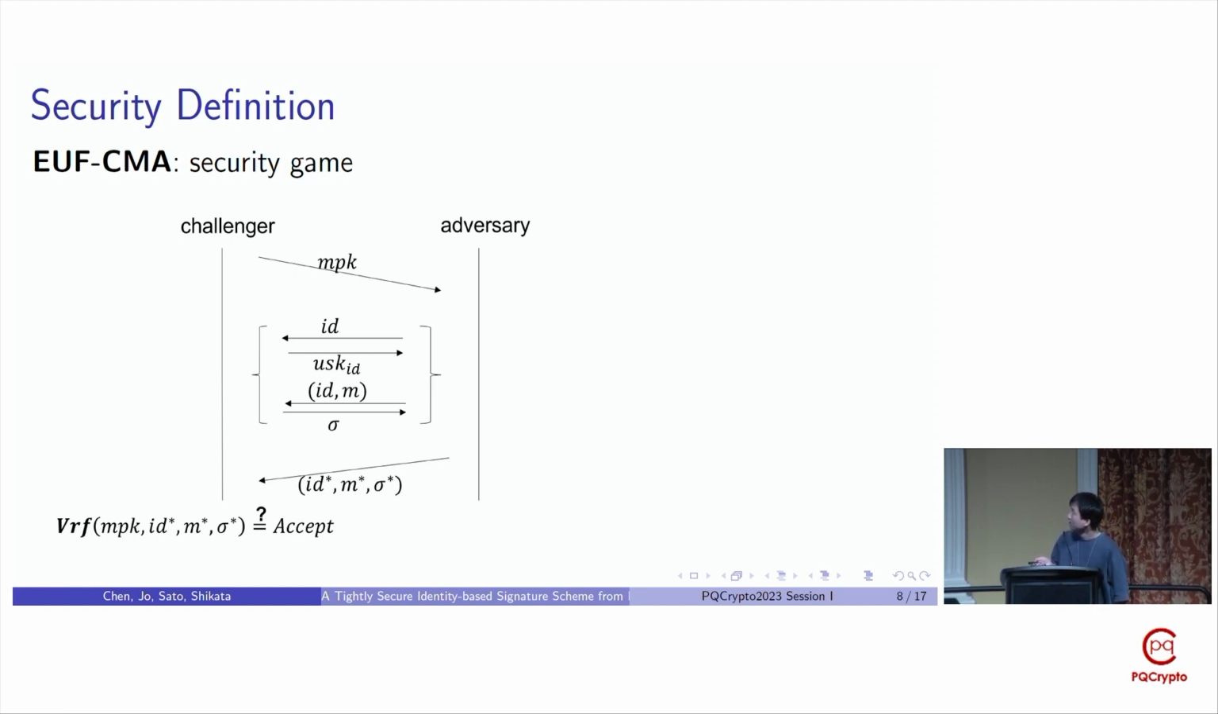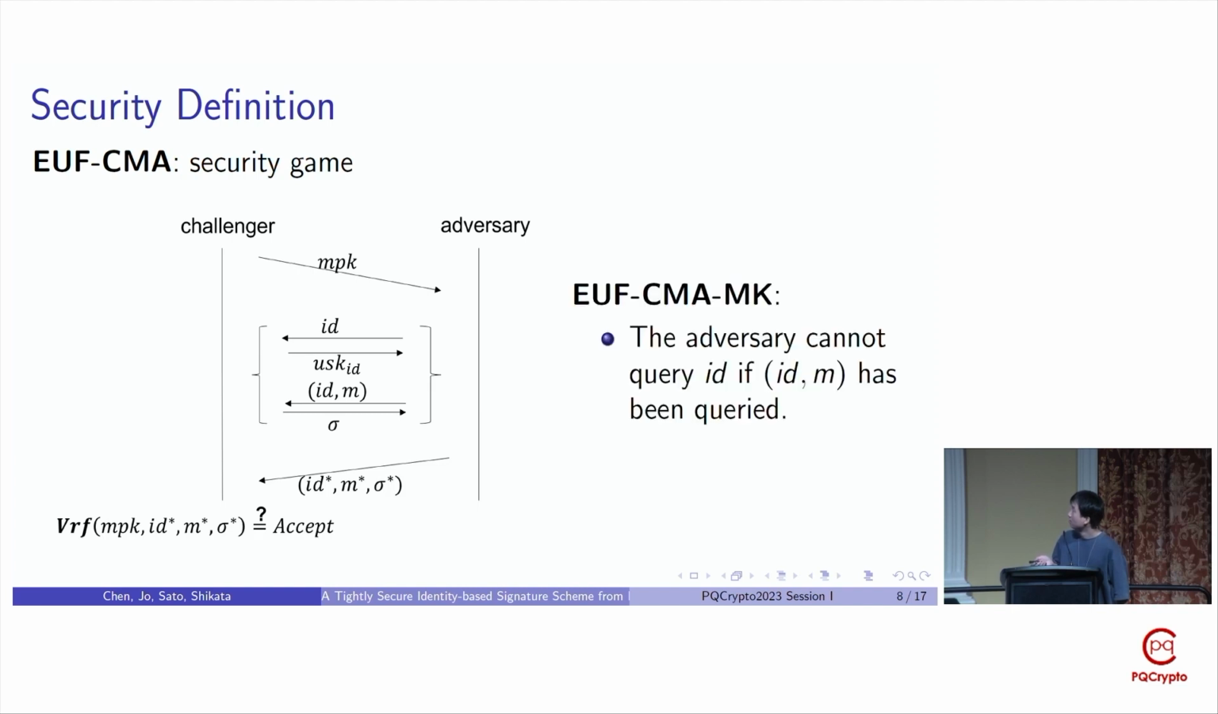There is another security notion called EUF-CMA-MK, which matches our proposal. The only difference between these two security notions is that in the EUF-CMA-MK security game, the adversary cannot query an ID to the extract oracle if some pair of ID and M has been queried to the sign oracle.